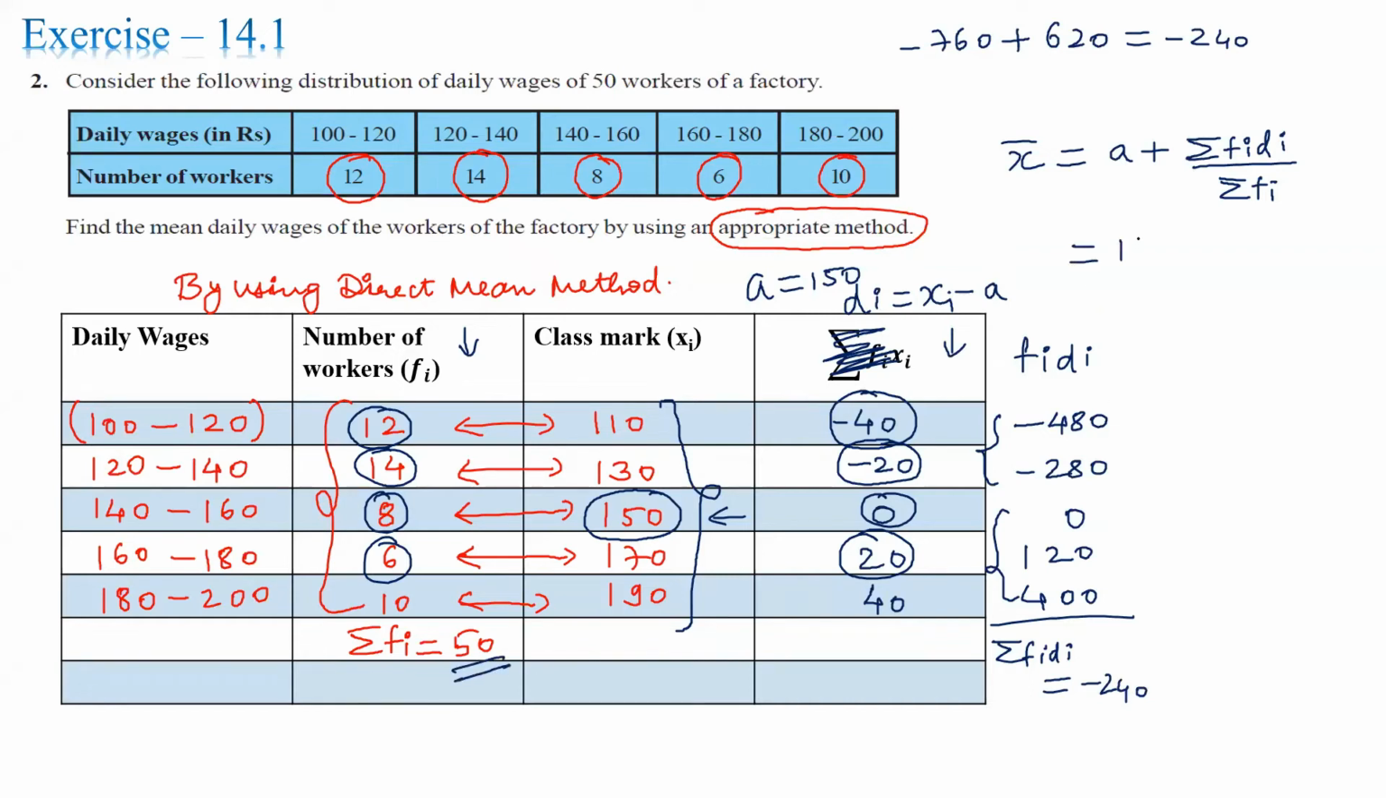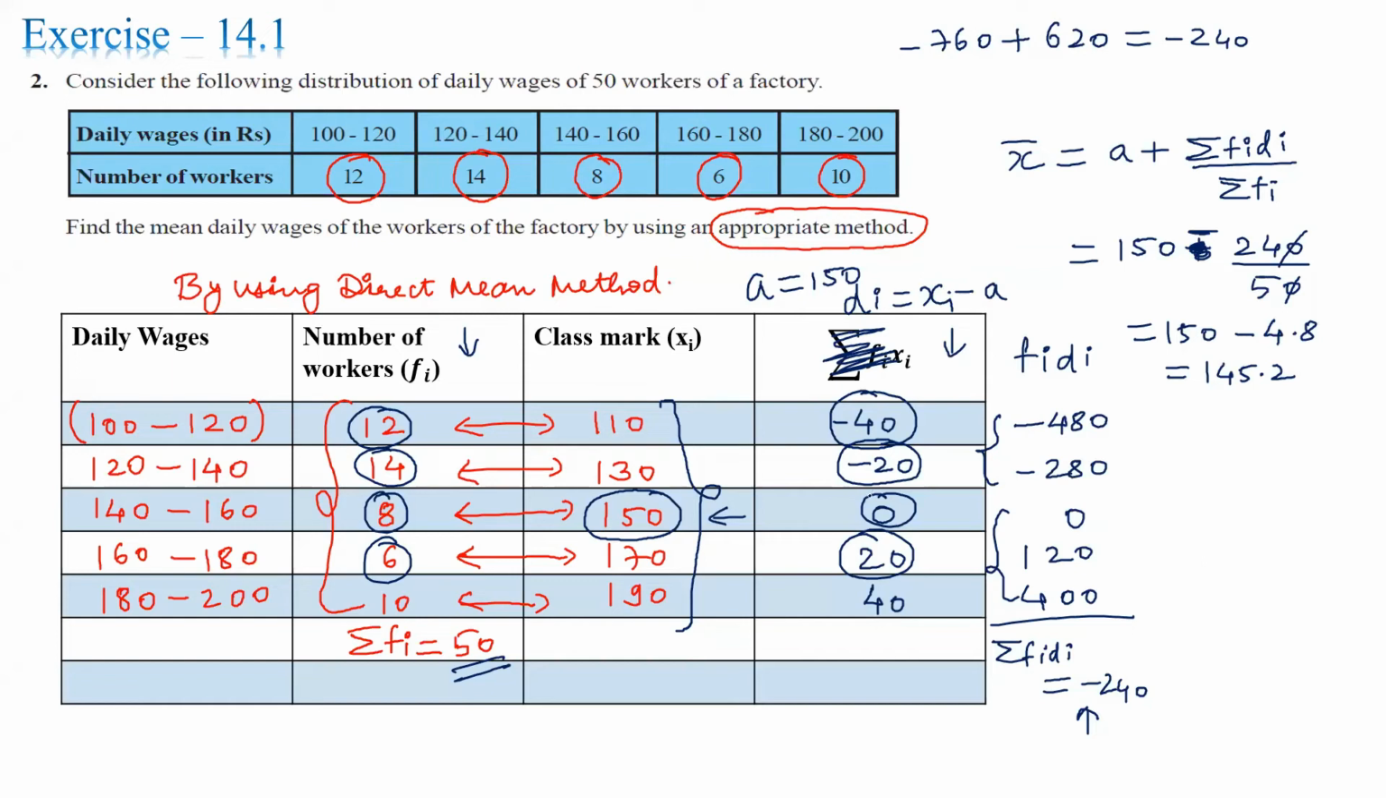Summation of Fi is 50, already we have calculated. Now put the values in this formula: 150 minus, because our value of summation of Fi di is negative. So minus 240 upon 50. This 0 cancels. So 150 minus 24 upon 5. I guess it is 4.8, correct? 24 upon 5 is 4.8. Okay, now do the subtraction. 150 minus 4.8 is 145.2. Previously also our mean came 145.2. Using the assumed mean method also it is coming 145.2.